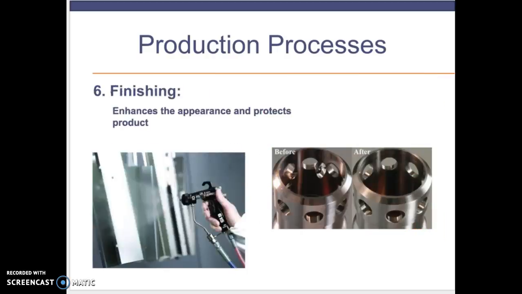Finishing is preparation and coating of the product to protect or enhance the appearance. Preparing refers to smoothing, which is caused by sanding, buffing, or deburring, and cleaning, which typically involves chemicals and polishing. The coating of the product involves dipping, painting, or powder coating. So finishing really enhances the appearance and protects the product.